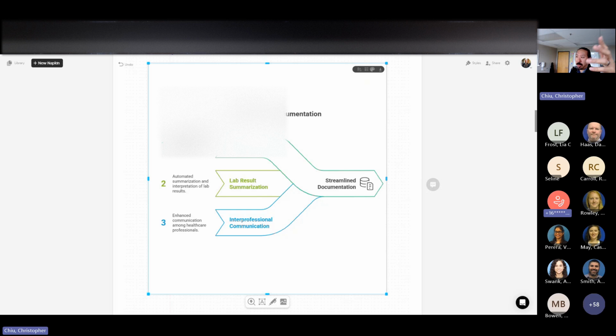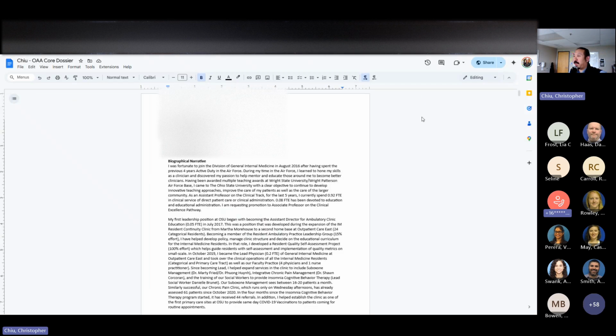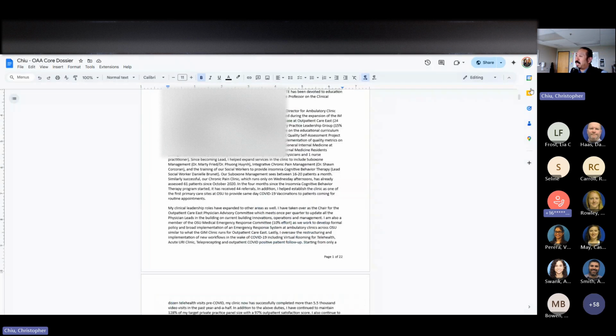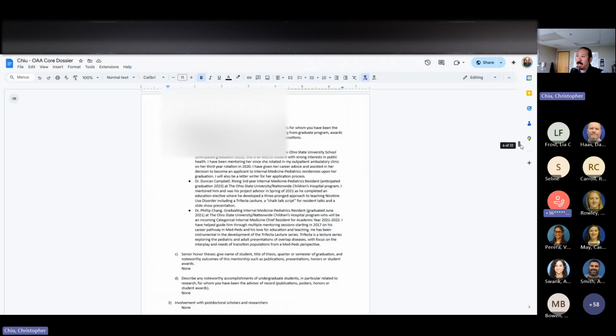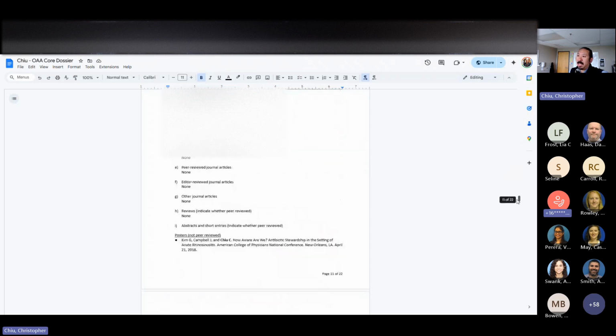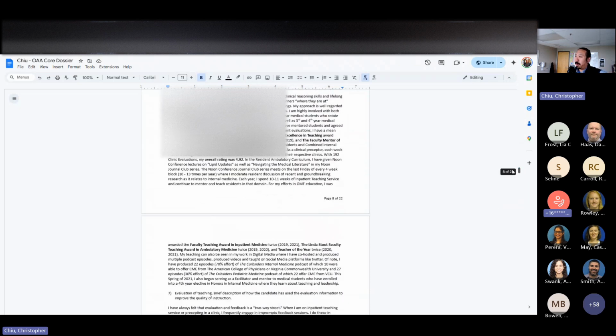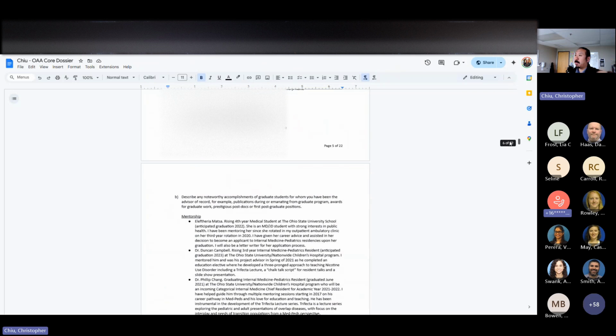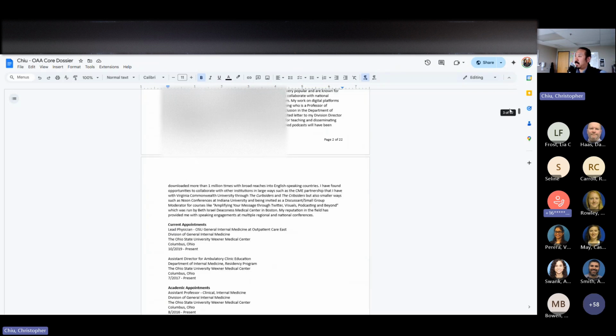Next thing, I just want to show you, I got promoted to associate professor a couple of years ago, so I had to write this gigantic dossier, and I'm only using this because of what I'm going to show you next. This is an example of a gigantic document that has lots of things in it.